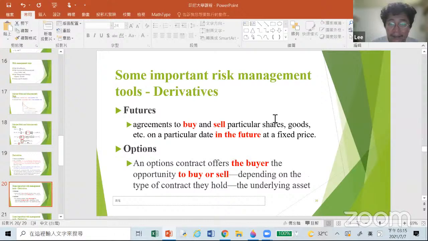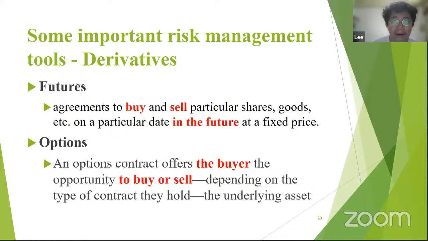Okay, so now I'm going to give you some concepts about derivatives. The first one, futures. A future, just like I said, is a contract. It's an agreement to buy and sell particular shares or goods, etc., on a particular date in the future at a fixed price. It means we make the deal today, and we will deliver the goods in the future. But today we have to decide the price and amount. If I buy, then you have to sell. So the two parties, one is the buyer, the other is the seller. One agrees to sell and one agrees to buy. This is futures.